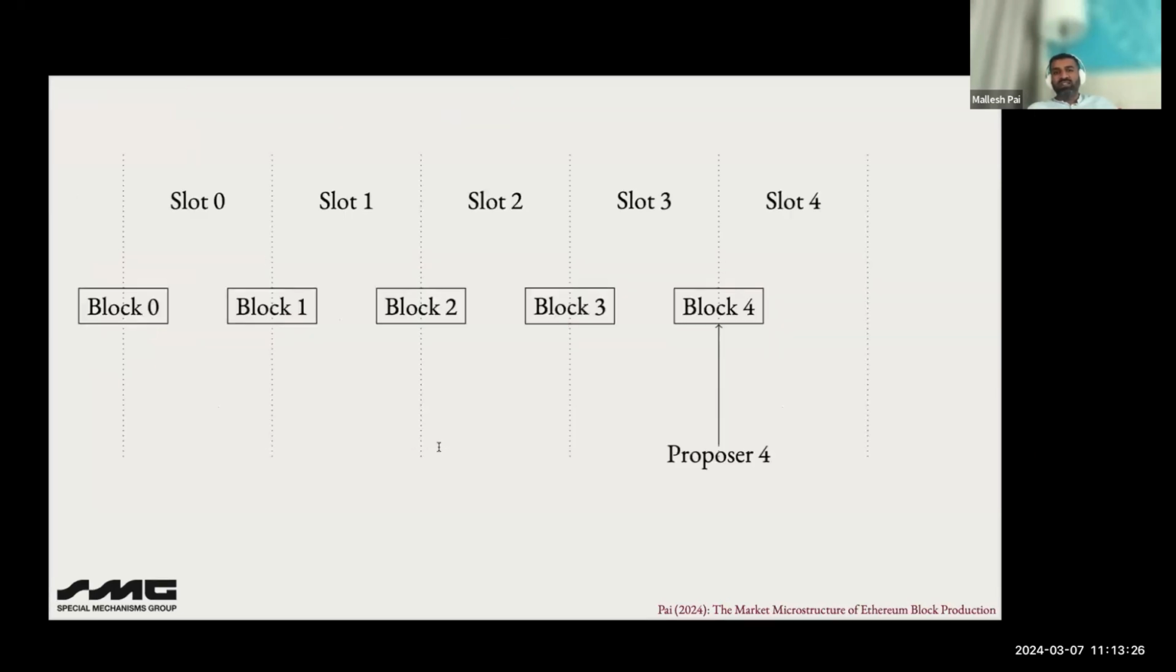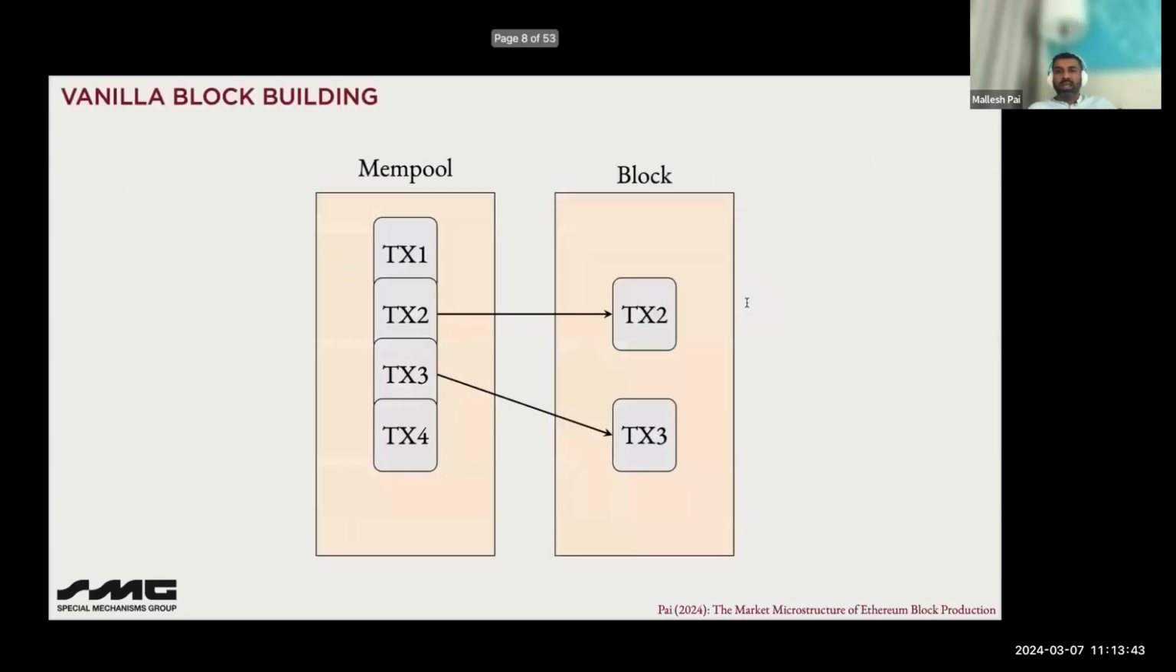If you will, here's just a simple schematic picture. Slots are time slots. After every time slot, a new block gets announced. And for example, here, my simple little schematic has a selected proposer, proposer 4, who is going ahead and announcing block 4 for us. Now, how is this proposer going to work now? A simplistic model might be that there's this mempool. So there's a bunch of transactions 1, 2, 3, and 4 sitting inside the mempool.